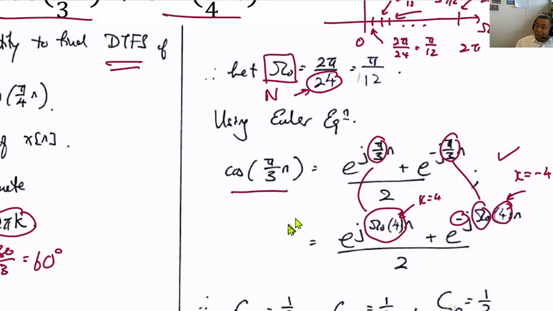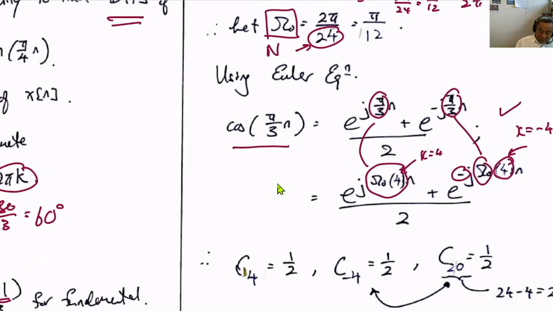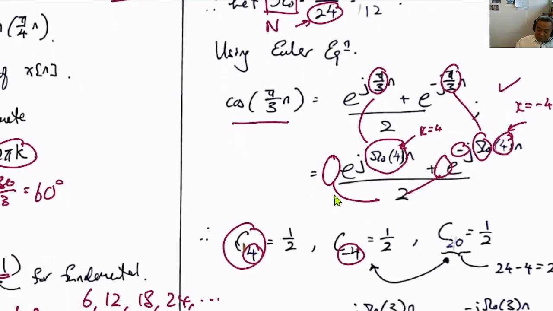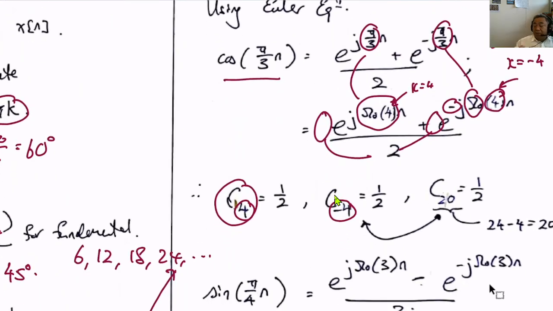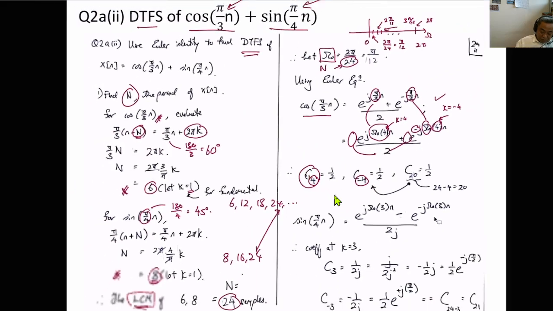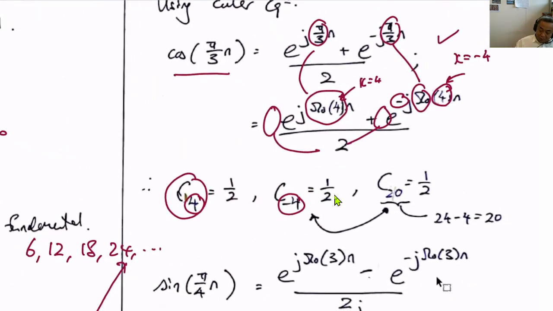Okay, that's the idea for cosine. And now, therefore, we can say C4 is equal to this value, half here, and C minus 4 is also half here. Later on you will see that because it is 2 pi periodic, or at least in this example 24 samples periodic, C minus 4 is the same as C at 24 minus 4, which is C20.